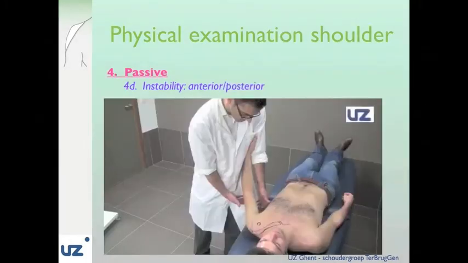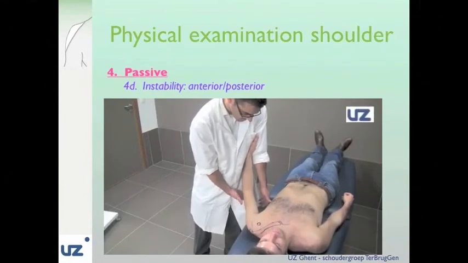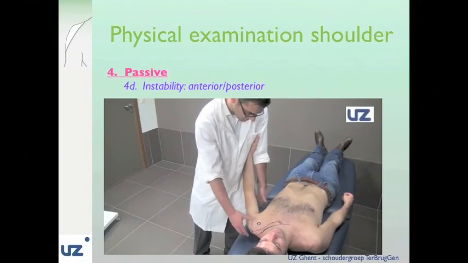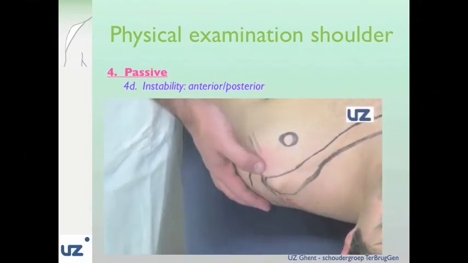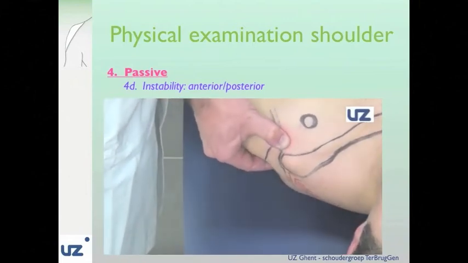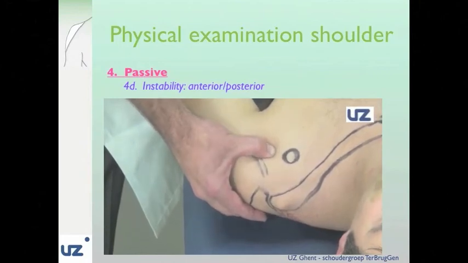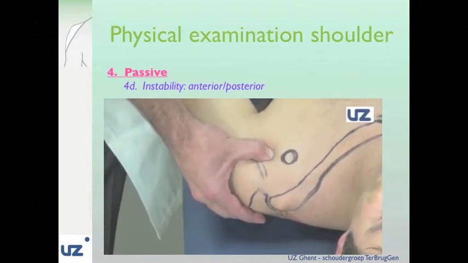The load and shift test can be used to assess anterior and posterior laxity. It's important to perform this test in a completely relaxed arm. This can be achieved by fixing the hand of the patient underneath your axilla. Next, the scapula is stabilized and the humeral head is pushed forward. The degree of translation is assessed. Also, a posterior load of the humeral head can be performed and the shift can be measured.